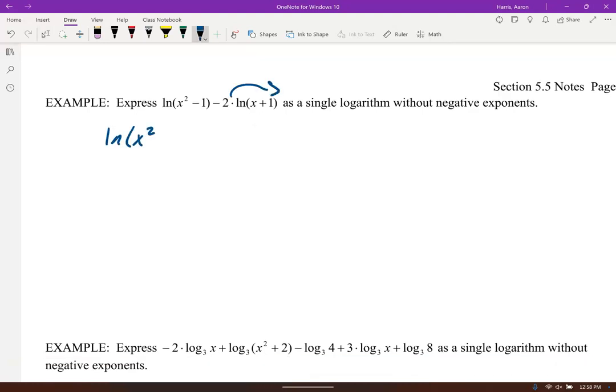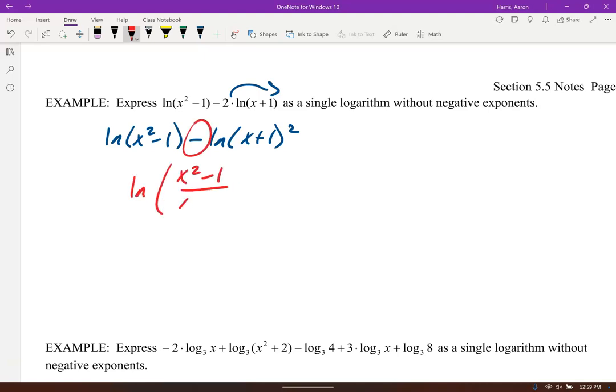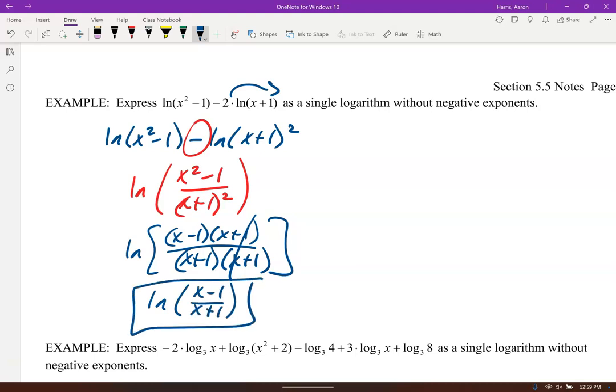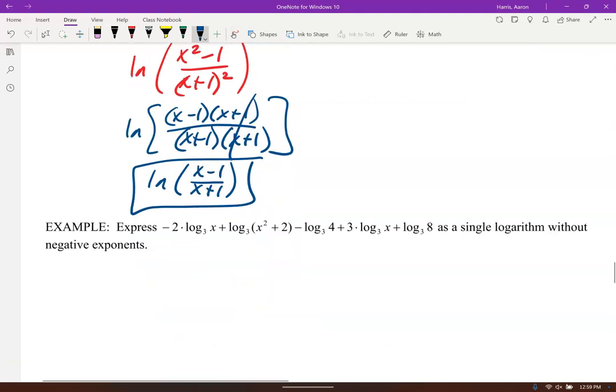So I have ln of x squared minus 1 minus the ln of x plus 1 squared. Notice I have a minus between them. So this will be the quotient rule. I'll have x squared minus 1 over x plus 1 squared. Now be careful on this. Notice the top will actually factor into x minus 1, x plus 1, and the bottom is x plus 1, x plus 1. So notice those cancel. So you're actually left with x minus 1 over x plus 1 where you end up with this one. There's your single logarithm, again, that we condensed, right?